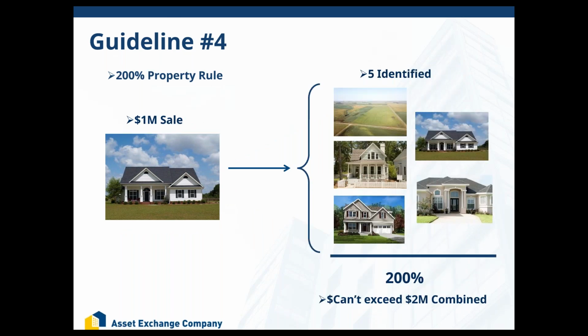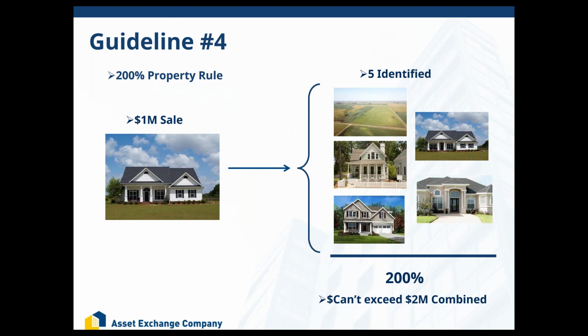Now here's the 200% rule. Again, this is where you exceed the three property rule, but you cannot exceed 200%, or two times, the combined fair market value of the property being sold. So here's how it works. Again, we sell for $1 million. Now, this time we go out and we actually identify five properties. Because we've identified five properties, what just happened? We exceeded our three property rule. So that puts us into the 200% rule.